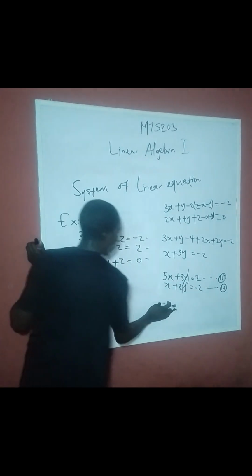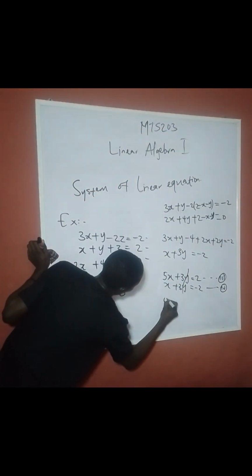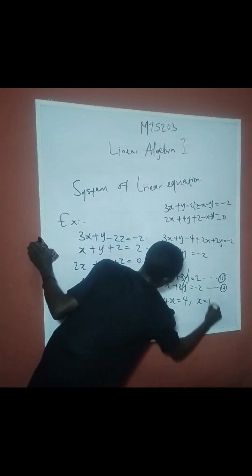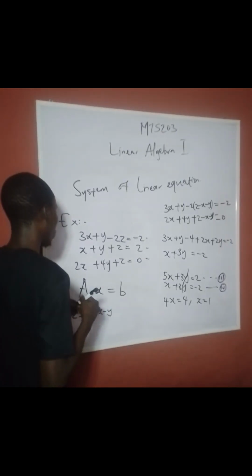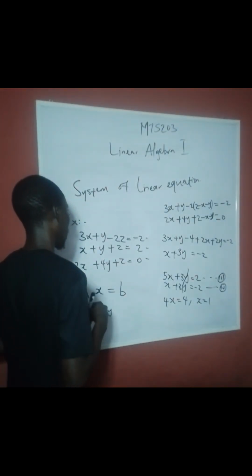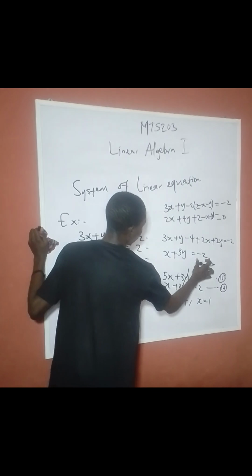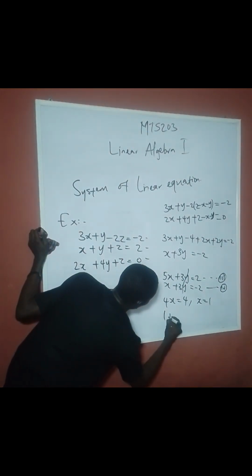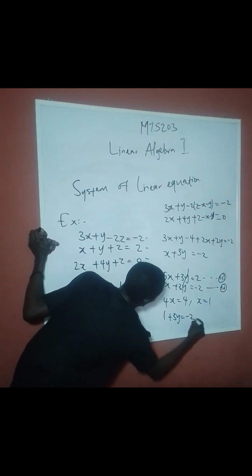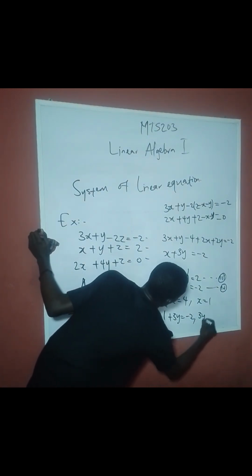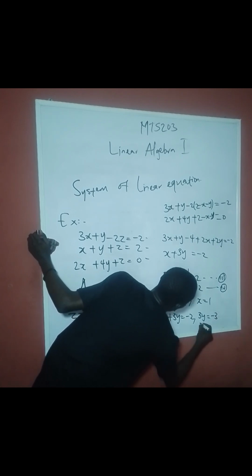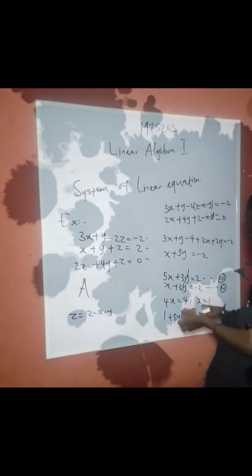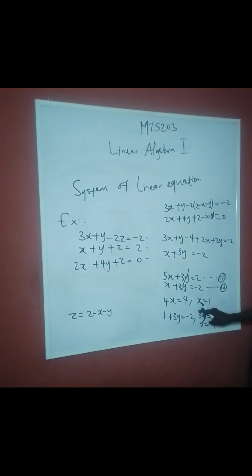So subtract equation 4 from 3, and that will give me 4x equals 4. I can see there that my x equals 1, just like that. So for my x equals 1, I can get my y from this equation, and my y will just be 1 plus 3y equals minus 2, and then I have 3y equals minus 3, so y equals minus 1. So my x is 1, y is minus 1.